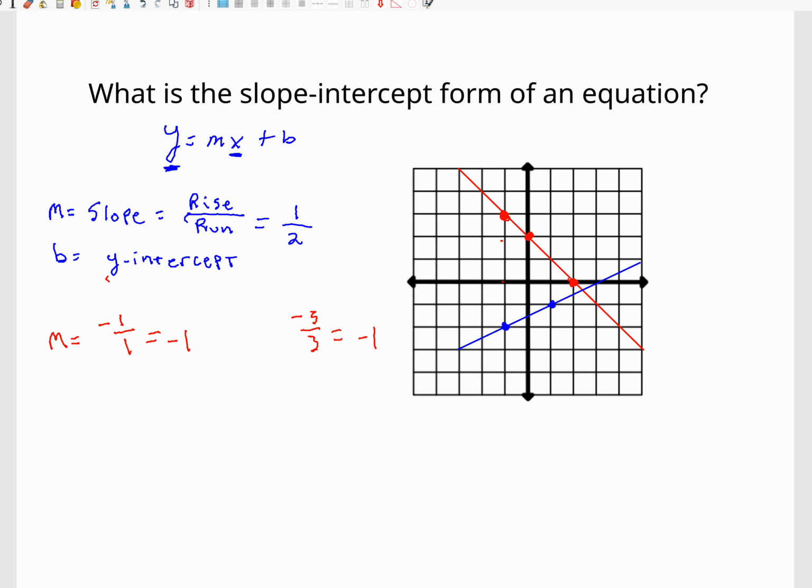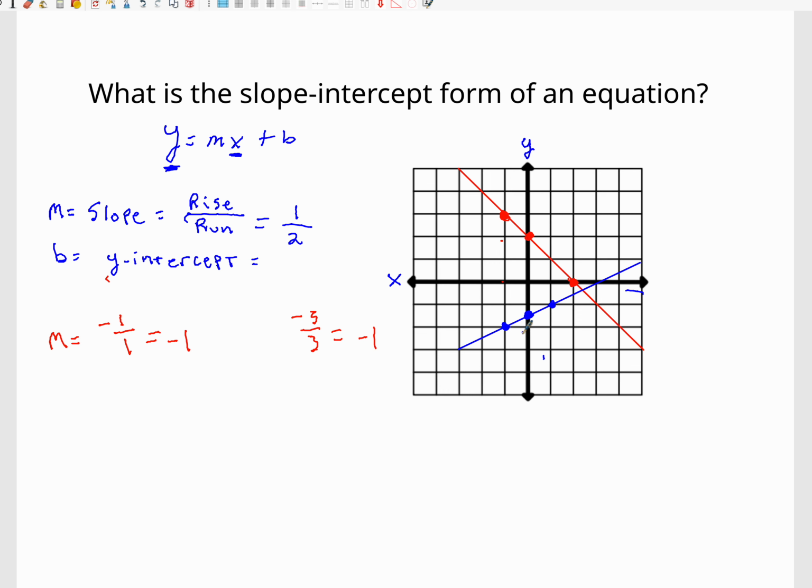Now, the other part of the equation is the letter B, and the letter B is the y-intercept. So what is an intercept? Where it crosses something. Where it crosses an axis. So we have a y-axis, that's this one. We have this guy over here that is our x-axis. And so our y-intercept of the blue line is a little bit tricky because it's not right in the middle, or it's not right on the line.